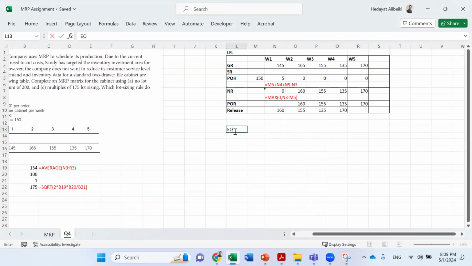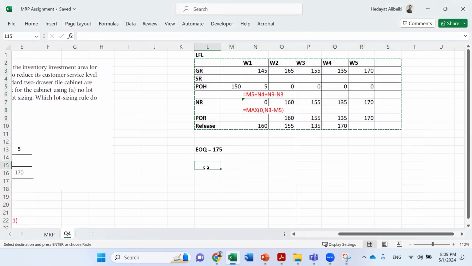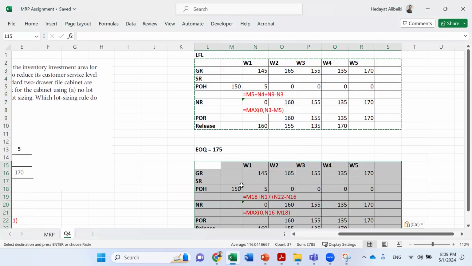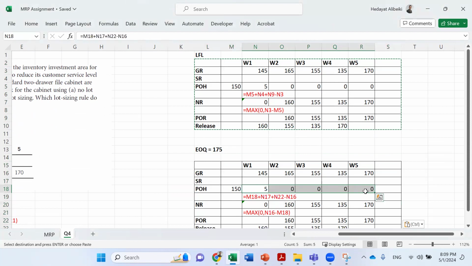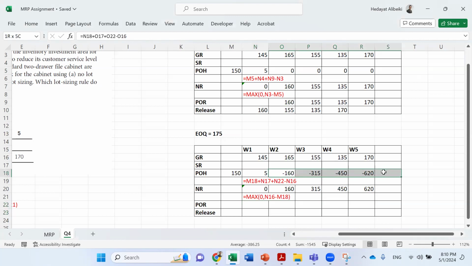Let's do EOQ now. EOQ of 175. I just get this one. See, put it here. I only need to keep everything. The only thing I need to remove is planned order receipts, right? Let me remove these also because I can always write the formula.